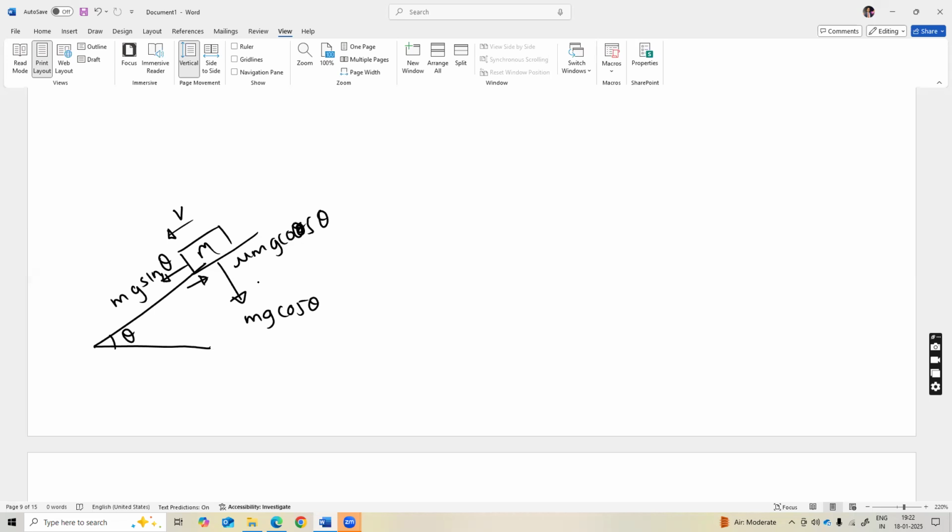So if you find out the net force acting on this, then it will become mg sine theta minus mu mg cos theta, and therefore the acceleration will be, we will divide it by m, so it will become g sine theta minus mu g cos theta. So this will be the acceleration in this case, okay.